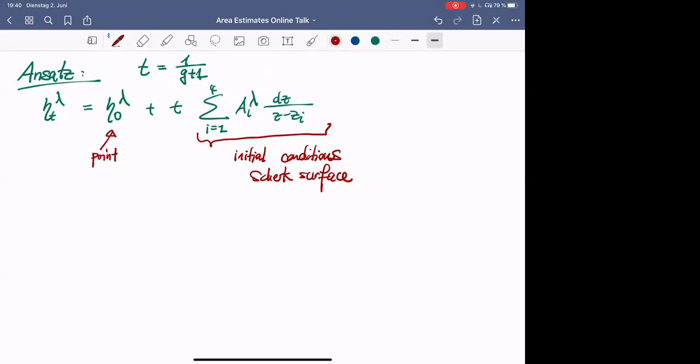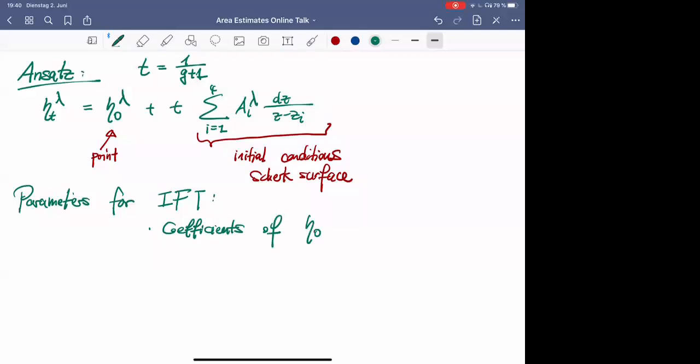Now, the parameters for the implicit function theorem are then the following. We have the coefficients of the point potential, which is just one constant. So it's just one constant. And then the coefficients of those A_i, lambda was still there, which are small SL2C matrices.